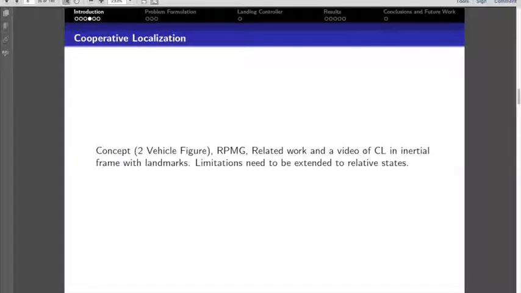So give a two vehicle problem, then maybe RPMG, then that video, and okay, and then talk about limitations.